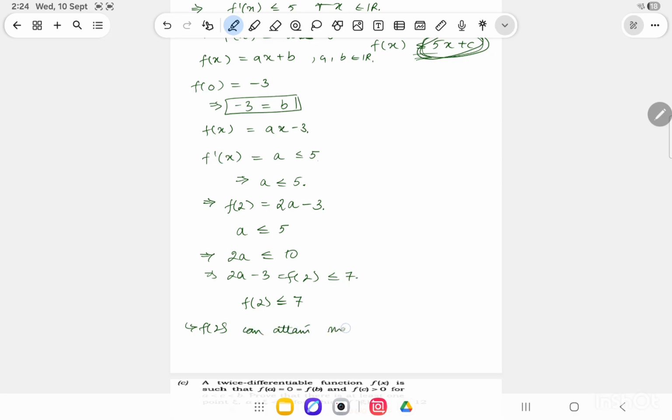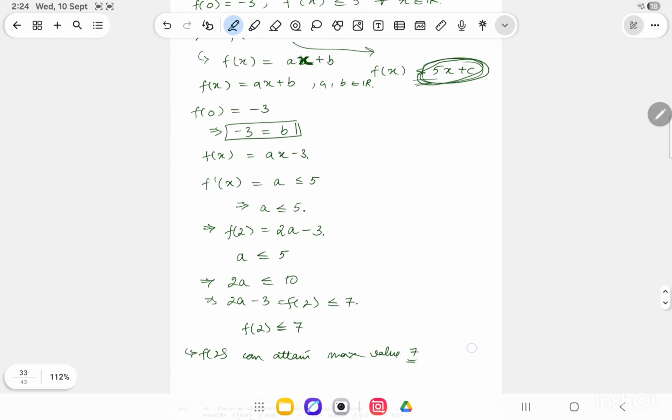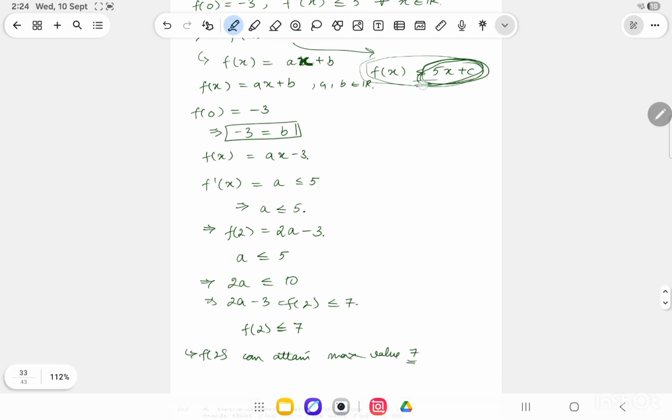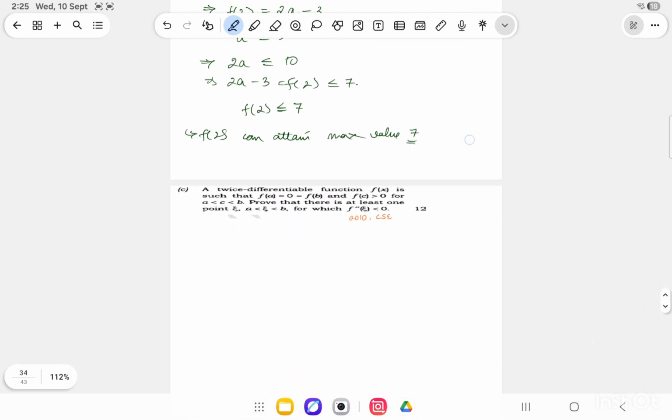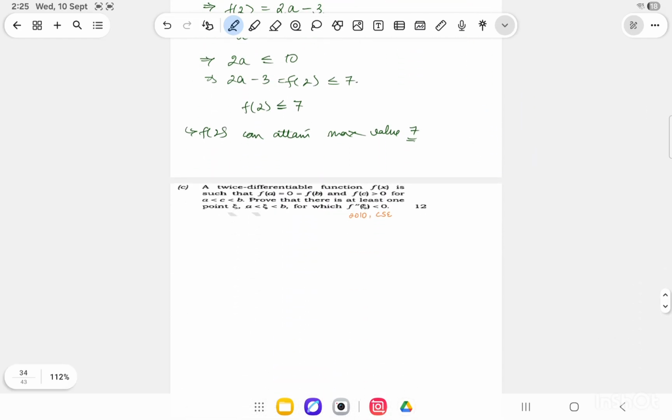That is, f(2) can attain a max value of 7. Likewise from here also you can see this, because if you take f(0) then that will be c, that is minus 3 less than or equal to c, and then you can substitute this value of c to find a relation, and then you can find out the upper bound for f(2). So let's move on to the next question.